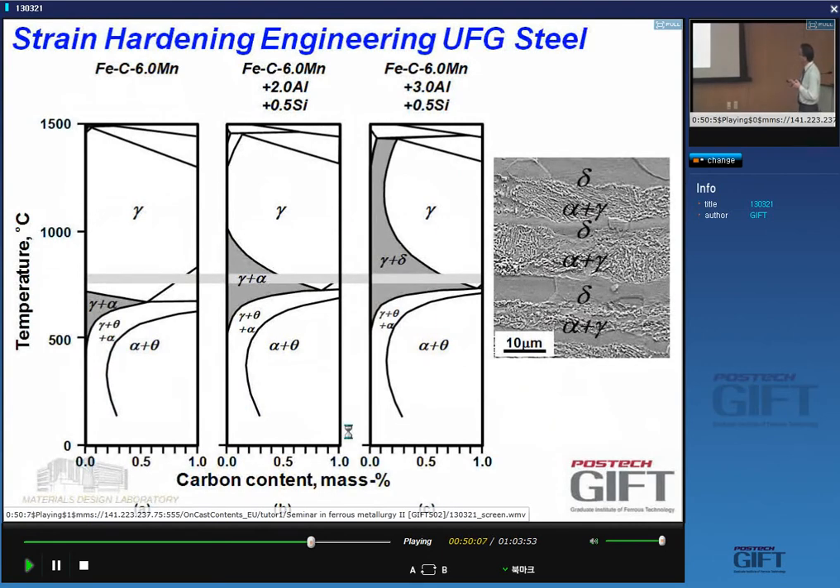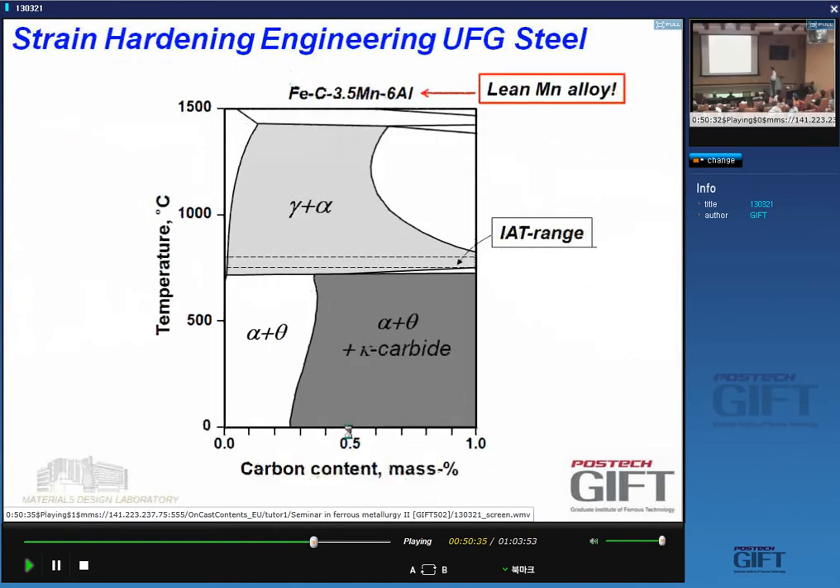And so you see what happens to the phase diagram as I add aluminum, the alpha plus gamma range expands and then suddenly opens up here. And it opens up to the delta phase. Yes? It means that you have grains in your microstructure that do not transform anymore. And so you can have this microstructure, large delta ferrite grains and then smaller microstructure. And this is very interesting.